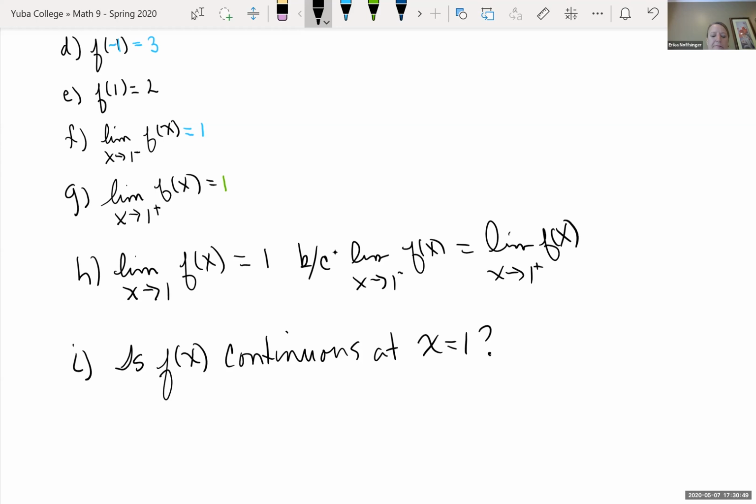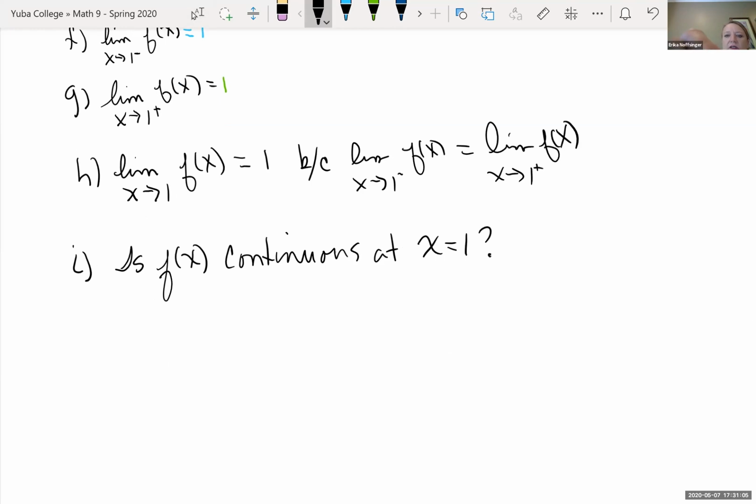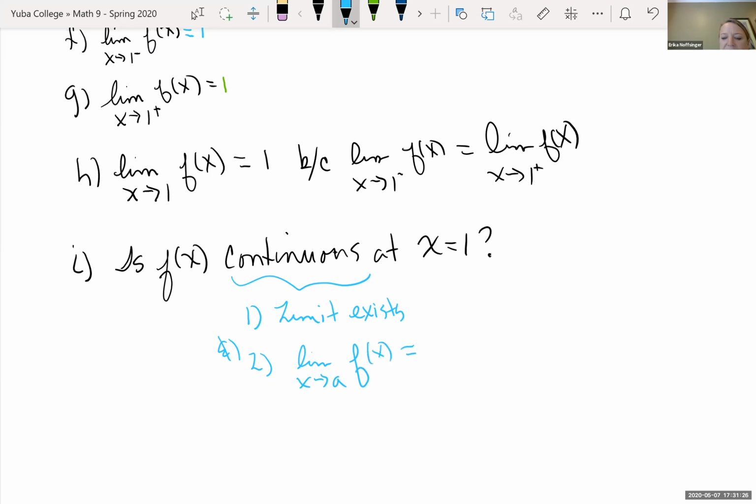And so in order for a function to be continuous, the limit has to exist. And so we saw from the part above that our limit exists, but that limit also has to equal f of that value. So it's continuous if 1, the limit exists, and the limit as x approaches that value, let's say a, of f of x is the same thing as what f of a is.